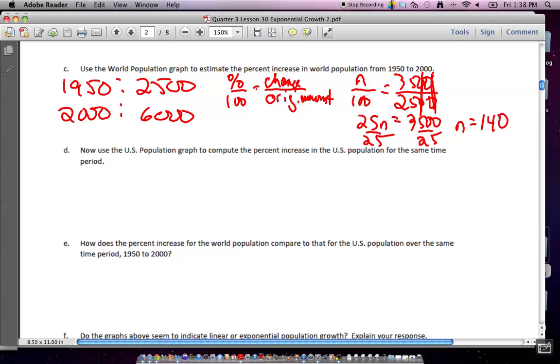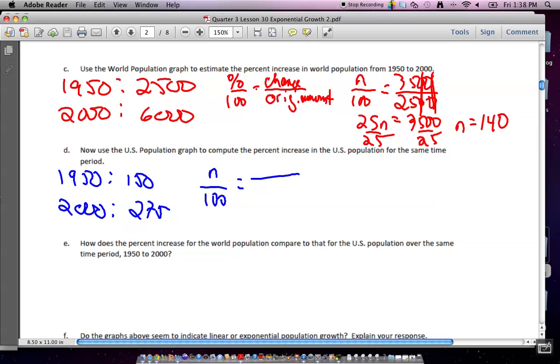Now let's take a look at the US population graph, and we're going to do the same thing. 1950, 2000. What was the population in 1950? Supergirl? 150. What's the population in 2000? 275. Okay. And of course, this is 150 million and 275 million. So, if I want to do the same proportion, percent over 100 equals change over original amount, I want to know the percent, so that's n over 100.